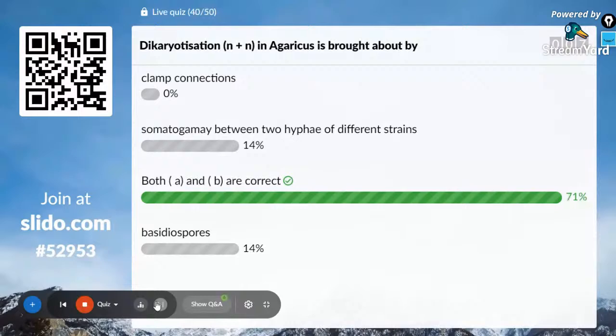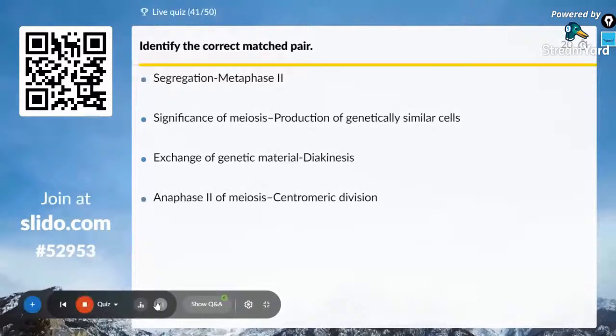Identify the correctly matched pair. Segregation, metaphase 2; significance of meiosis, production of genetically similar cells; exchange of genetic material, diakinesis; anaphase 2 of meiosis, centromeric division.